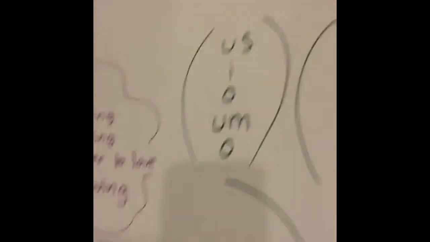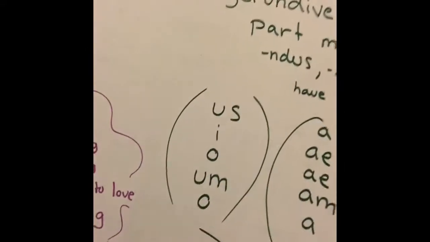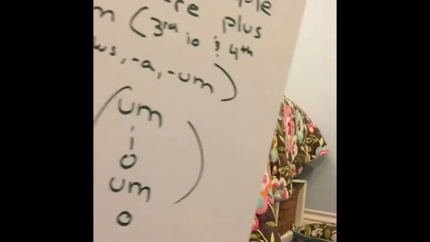And also gerundives have the us, a, um, and one way I like to remember the us, a, um is the little declension thing: us, i, o, um, o, a, ae, ae, am, a, um, i, o, um, o. That's one way I love to remember it, because it's so much easier. I mean, you know what us, a, um means, but whenever I write all that out, it just makes me happy.